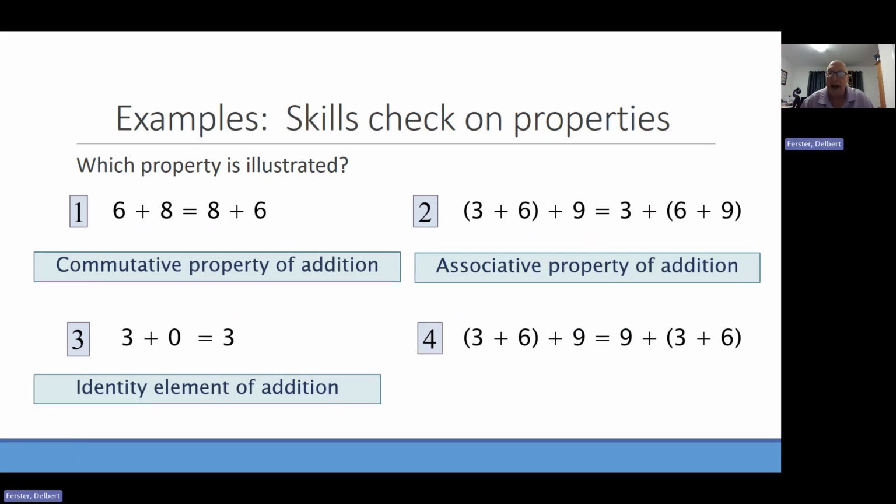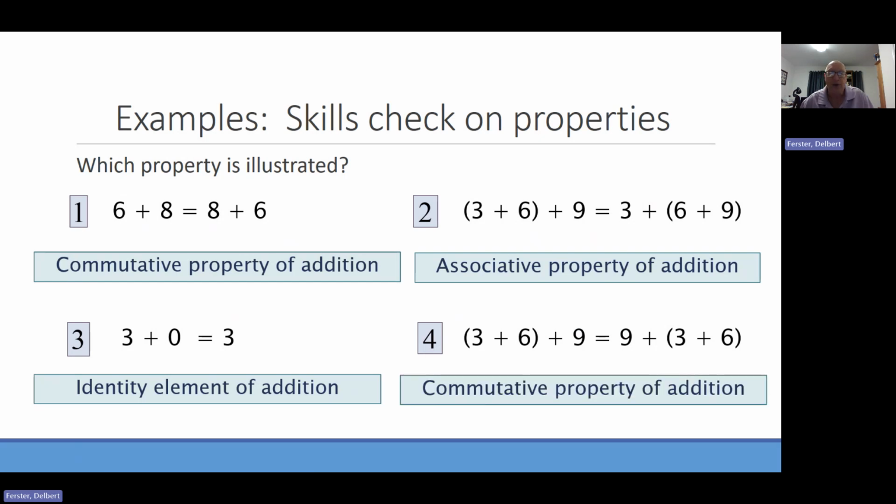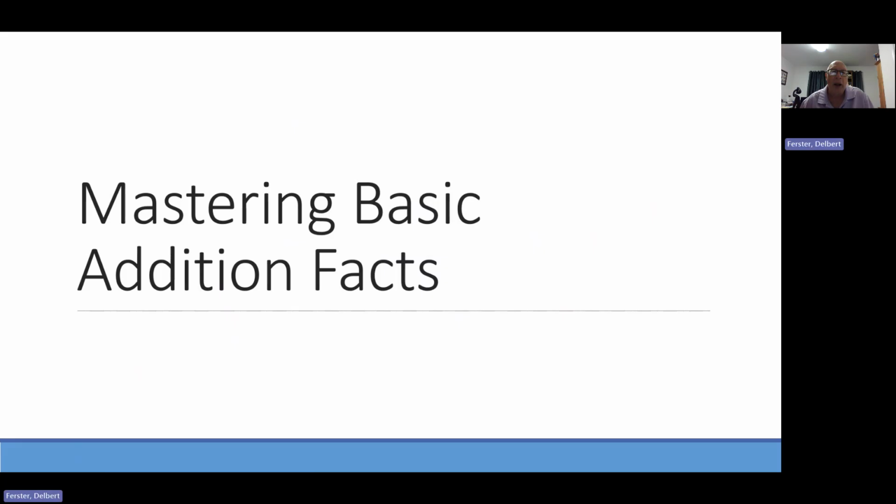Now, this one's a little sneaky, because if you look at it critically, it looks like 3 plus 6 is first on the left side. On the right side, now, you know what? There is not a change in grouping here. The 3 and the 6 are still grouped together on the right side. What has changed is what was first versus what was second. So this is not an associative change. This is a commutative change. A little sneaky. All right, we're going to master some basic addition facts.